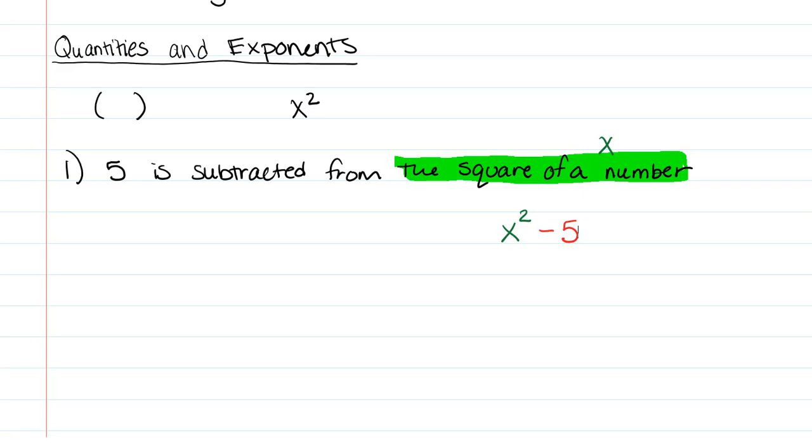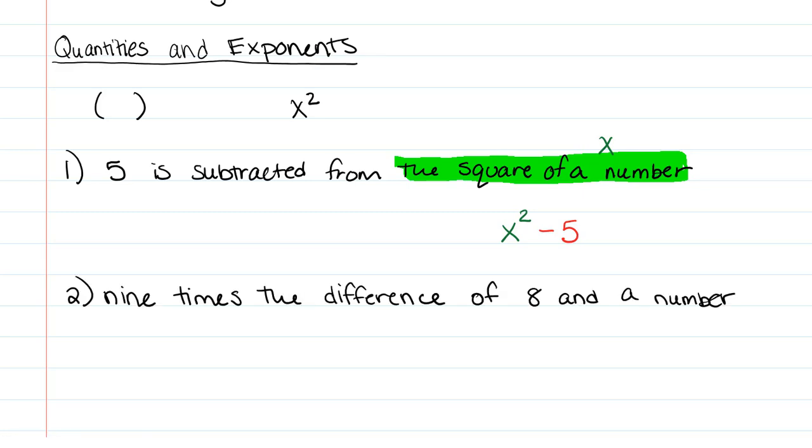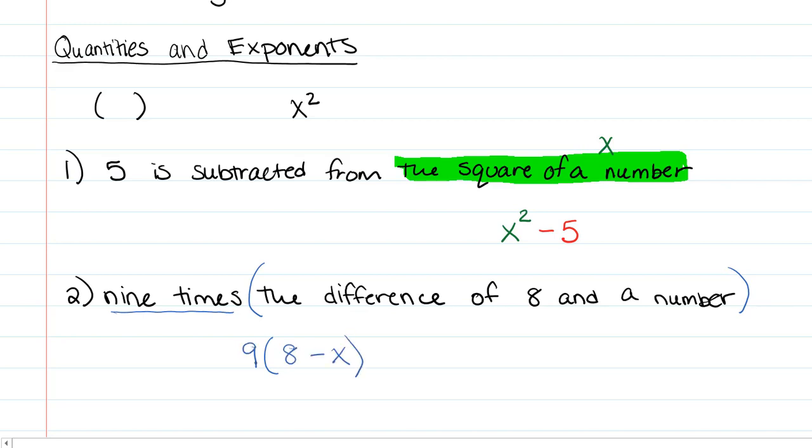Let's take a look at another example. In this example, we have to write 9 times the difference of 8 and a number. So we're going to take one part of this at a time. 9 times this amount, the difference of 8 and a number. First we write the difference of 8 and a number, which is going to be 8 minus x, and then multiply that entire quantity by 9. So our answer is 9 times 8 minus x, with the 8 minus x in parentheses.